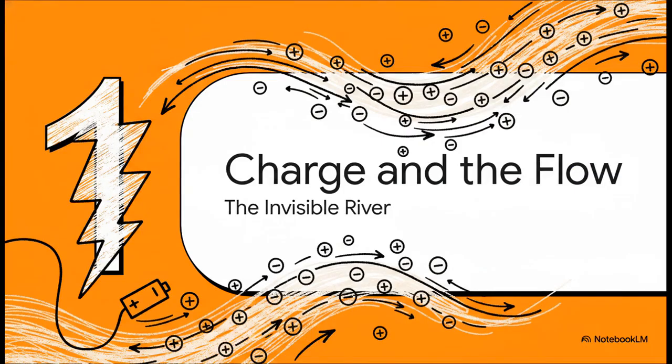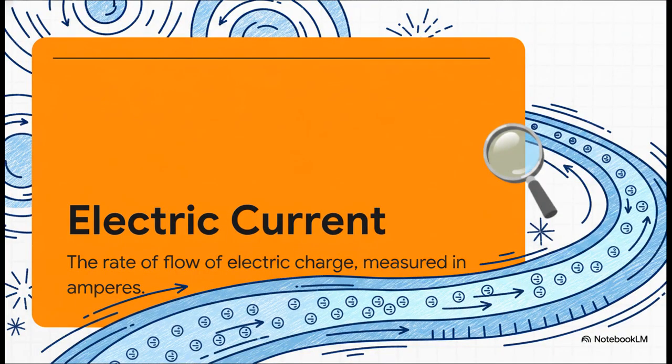All right, let's kick things off with Section 1, Charge and the Flow. Before we can even talk about how a battery works, we kind of need to know what it's actually pushing around. And that all starts with electric current. By definition, current is the rate of flow of electric charge, which we measure in amperes. But let's build an intuition for that, rather than just reciting a textbook. Imagine a massive invisible river. Instead of water molecules, this river is made up of countless tiny particles called electrons. When these charged particles start moving together in a specific direction over a period of time, we call that movement a current. It's really just the flow of charge.